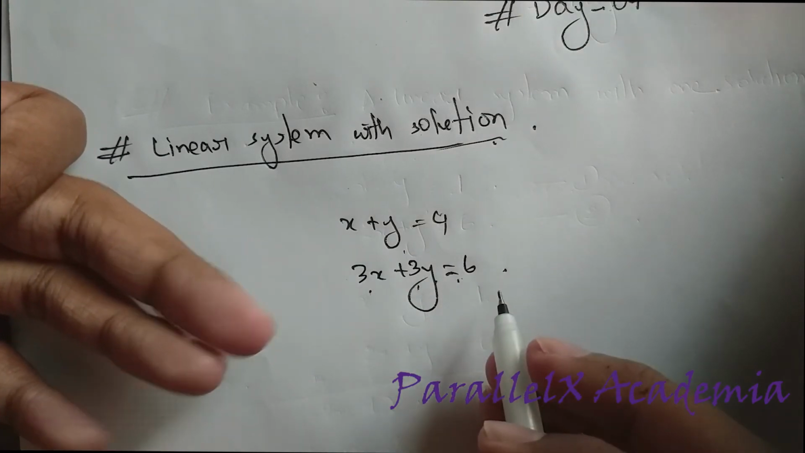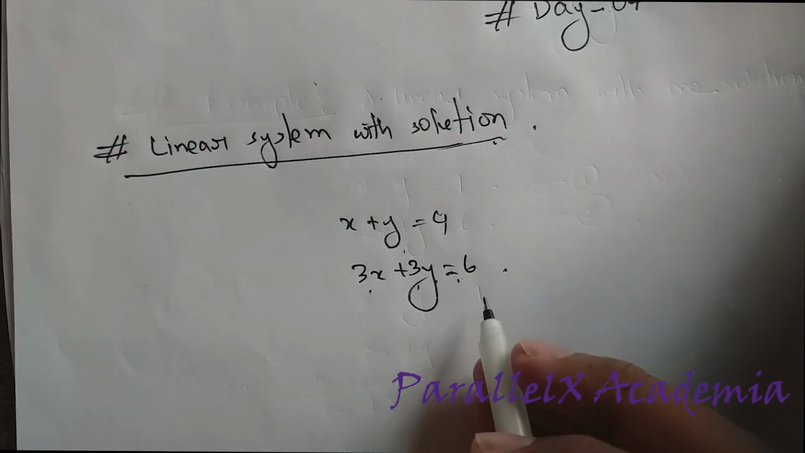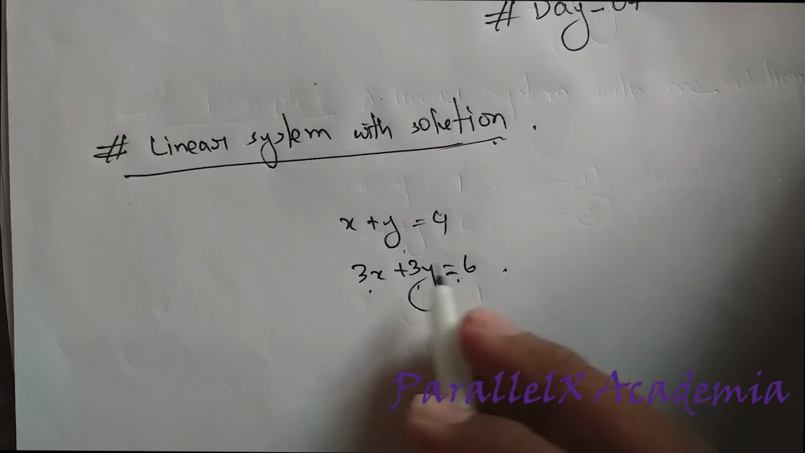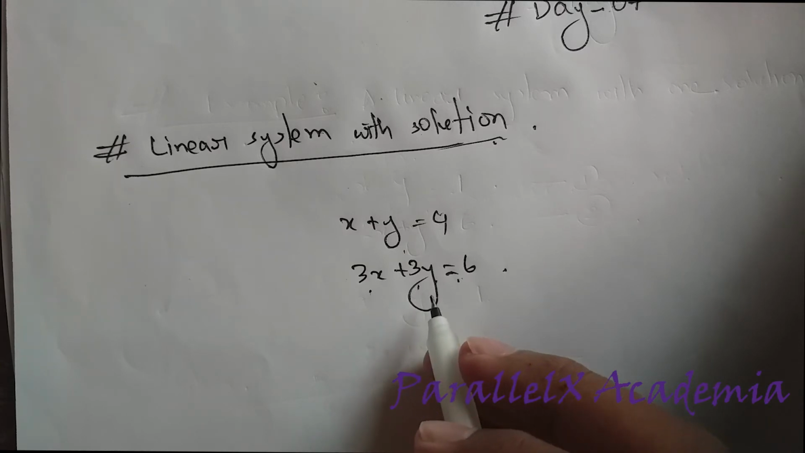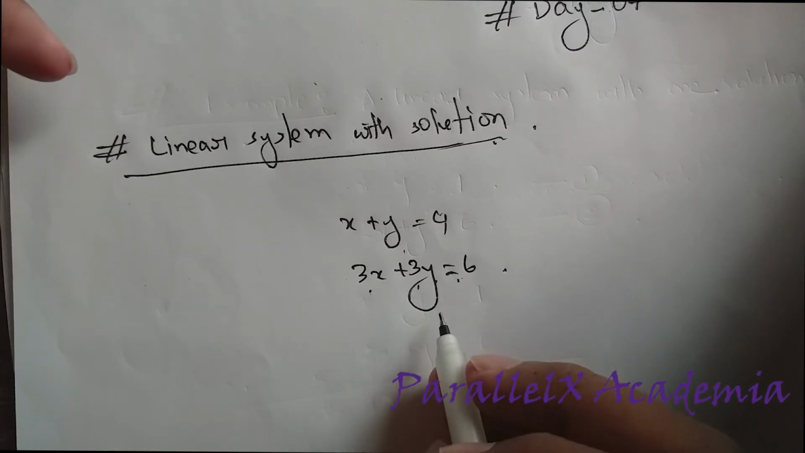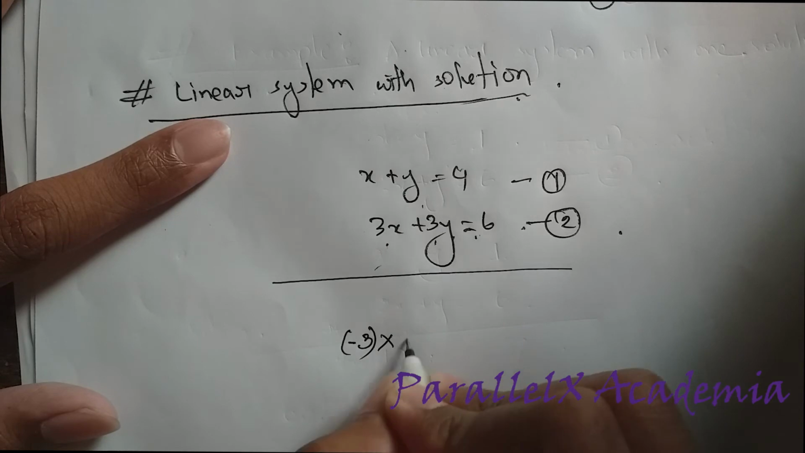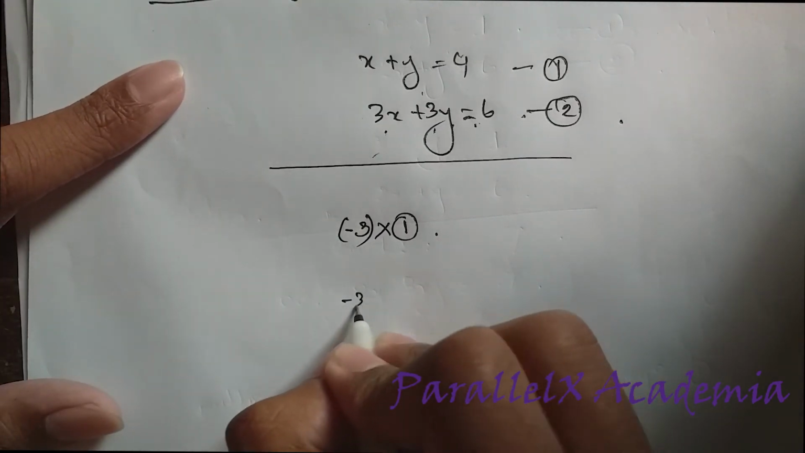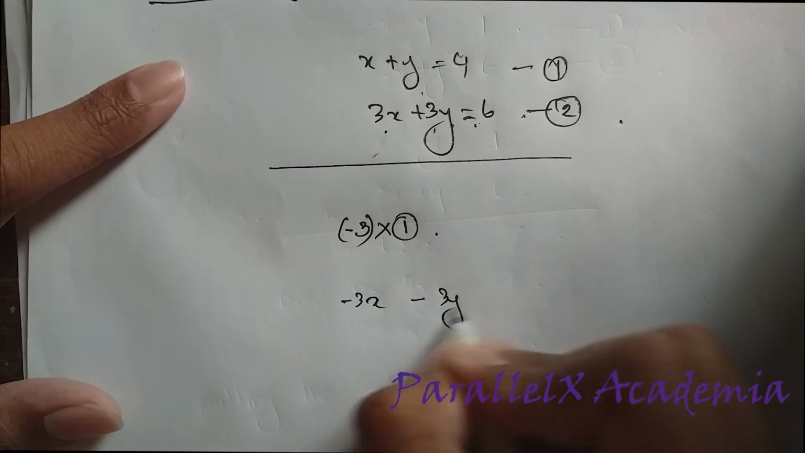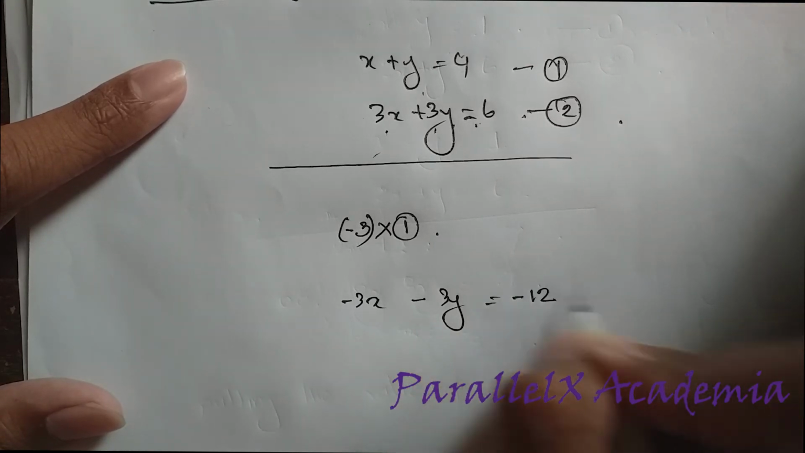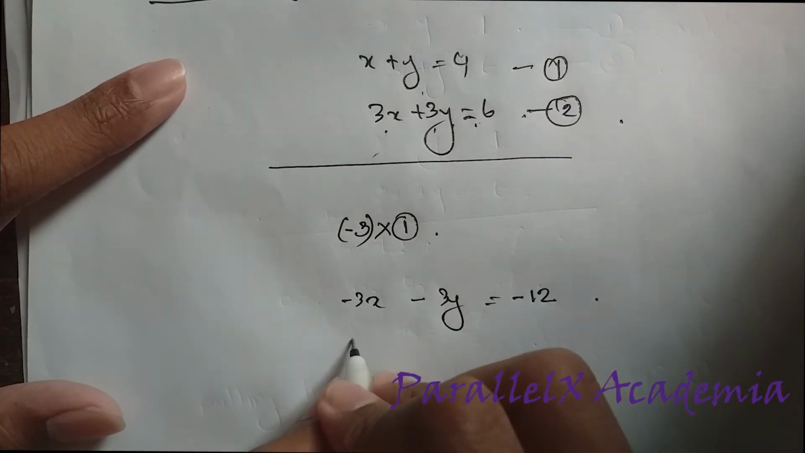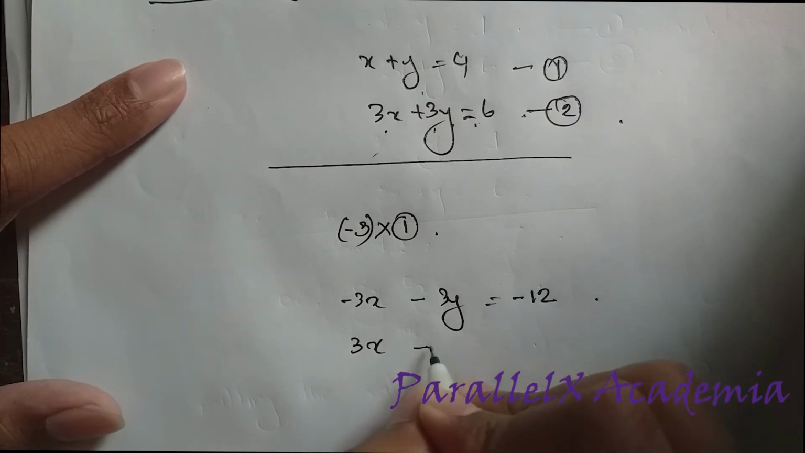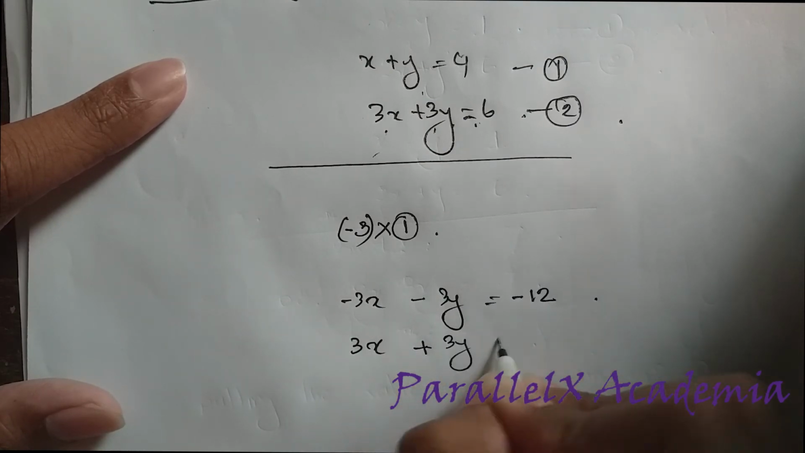So we can eliminate x from the second equation by adding minus 3 times the first equation to the second equation. This results in the simplified equation. Okay, so what will we do? We just multiply the first equation by minus 3. Okay, what will we get here? Minus 3x minus 3y equals minus 12. Okay, and we have here plus 3x plus 3y equals 6.